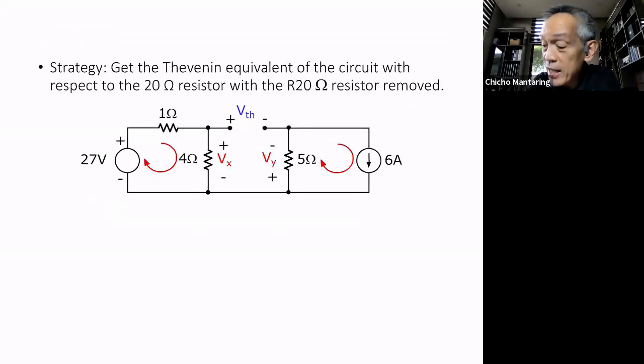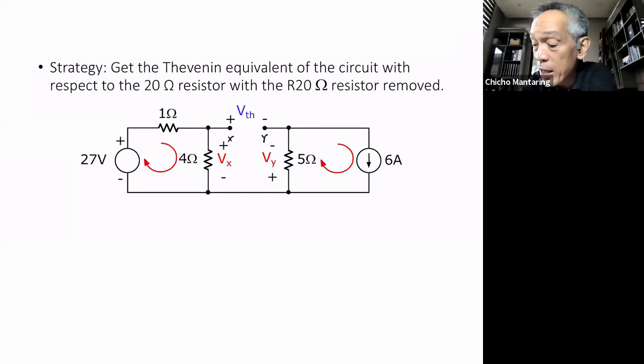Okay, let me call this X and Y, point X and point Y. So tinanggal ko yung 20 ohms. With respect now to X and Y, I want to simplify this particular circuit. I want it to be just a voltage source in series with a resistance. So how do I do that? First, I compute for VTH, which is the open circuit voltage between X and Y.